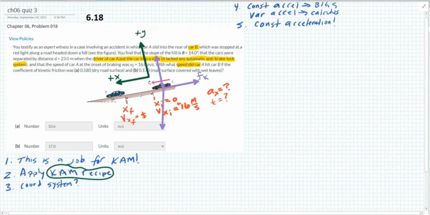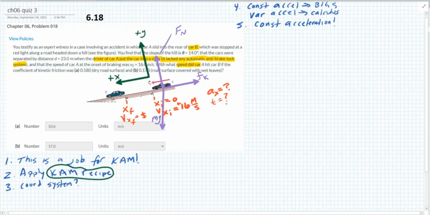The blue car is skidding down the ramp. Kinetic friction always opposes velocity. If the velocity is down the ramp, kinetic friction is up the ramp. This is my normal force, F sub N. This is my weight force, mg.